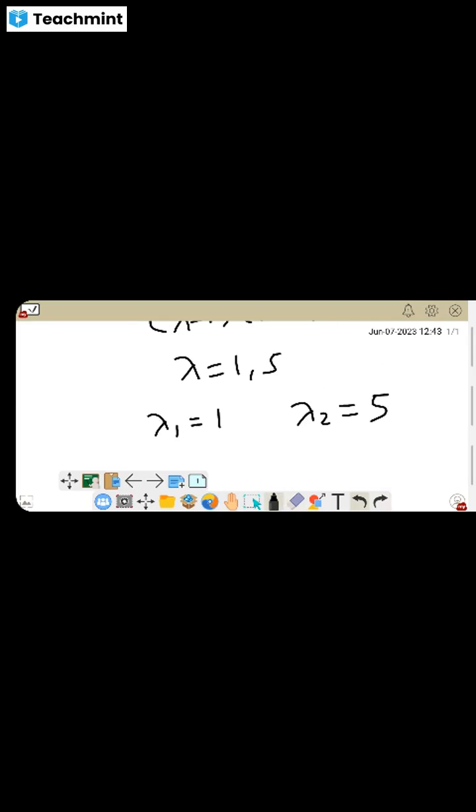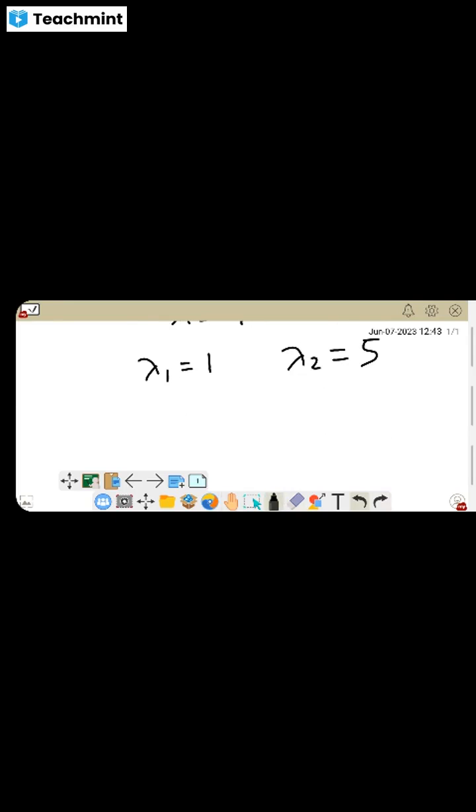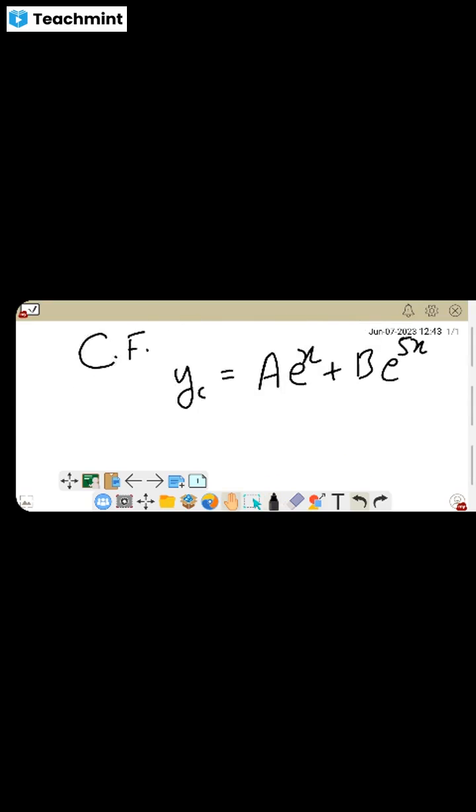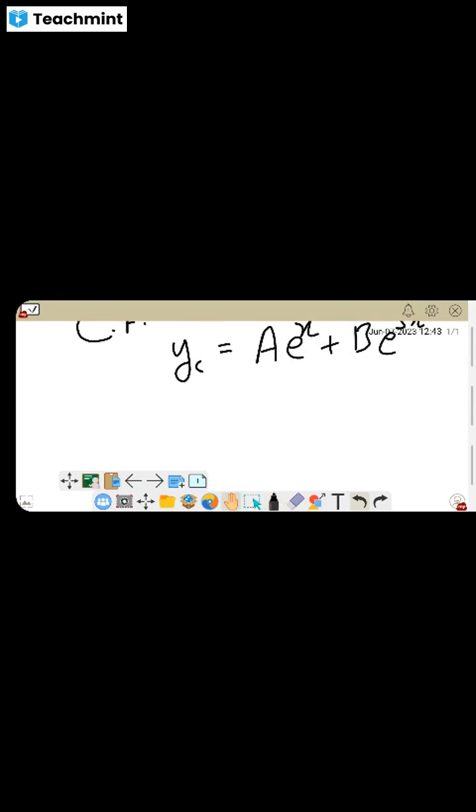So the required CF, which you can also write as yc for CF, is equal to A into e to the power x plus B into e to the power 5x. Now let us find PI.